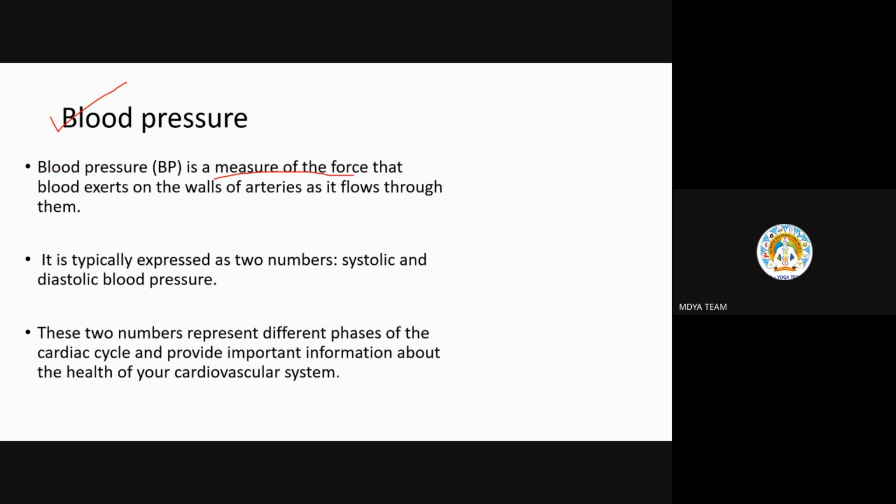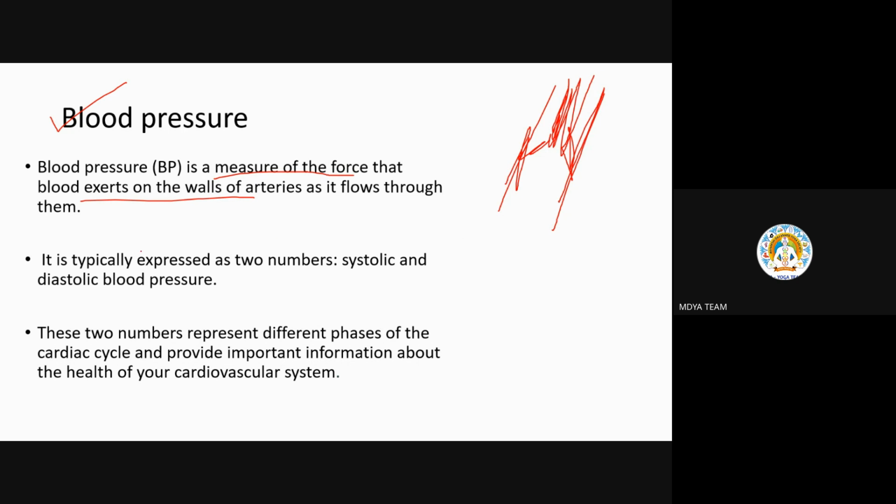What is blood pressure? It is the force that your blood exerts on the walls of arteries. What it means, these are our arteries. Blood is flowing through them. Whatever force this blood is exerting on these walls of arteries, this exact pressure is known as blood pressure. The force our blood is putting on these walls as it travels through these arteries is called blood pressure.